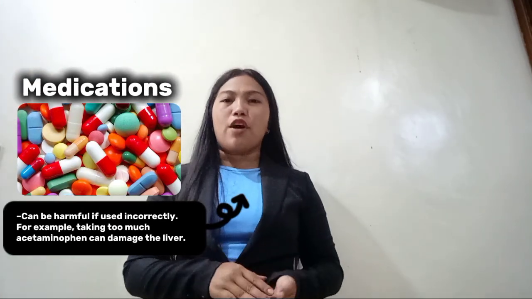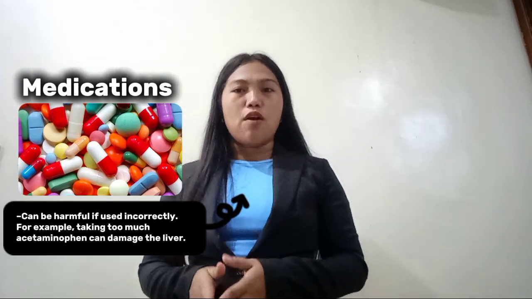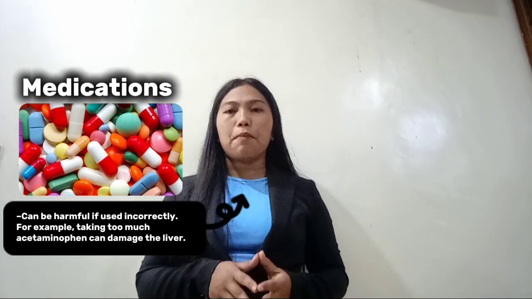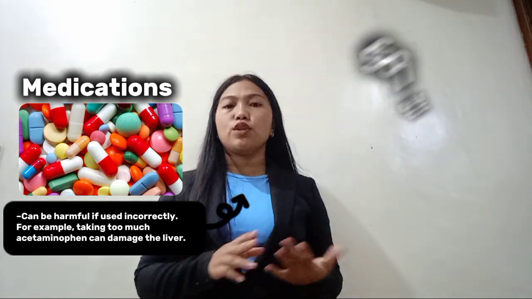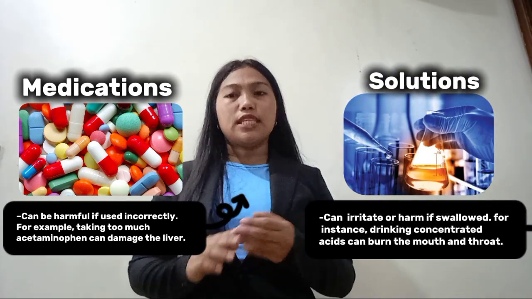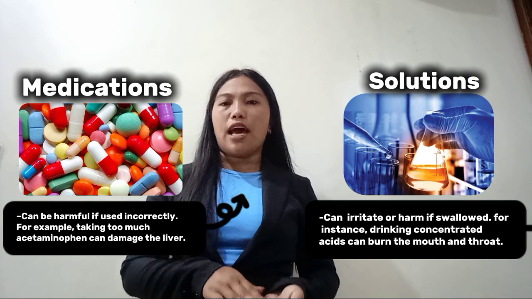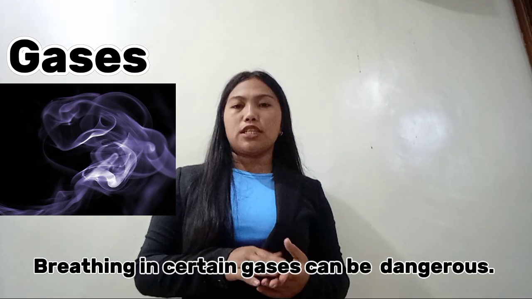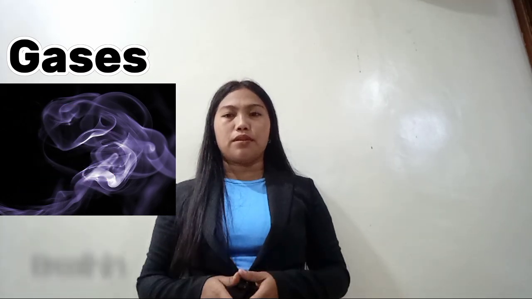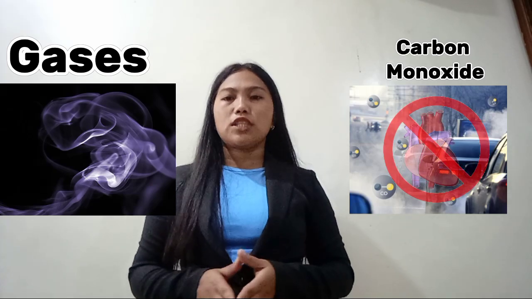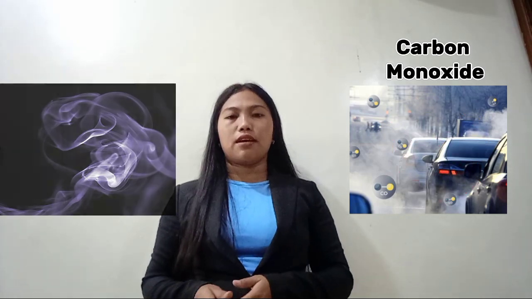Medication can be harmful if used incorrectly. For example, taking too much acetaminophen can damage the liver. Second, solution can irritate or harm if swallowed. For instance, drinking concentrated acid can burn the mouth and throat. And third, gases. Breathing in certain gases can be dangerous. Carbon monoxide, for example, can prevent oxygen from getting to your organs.